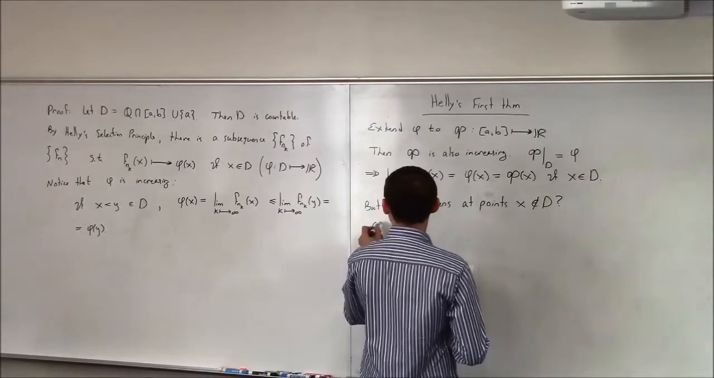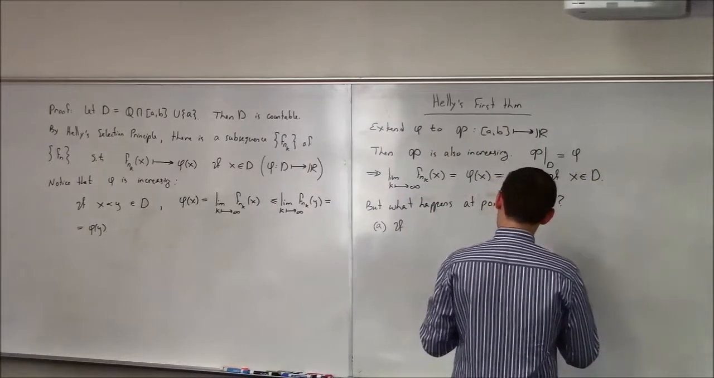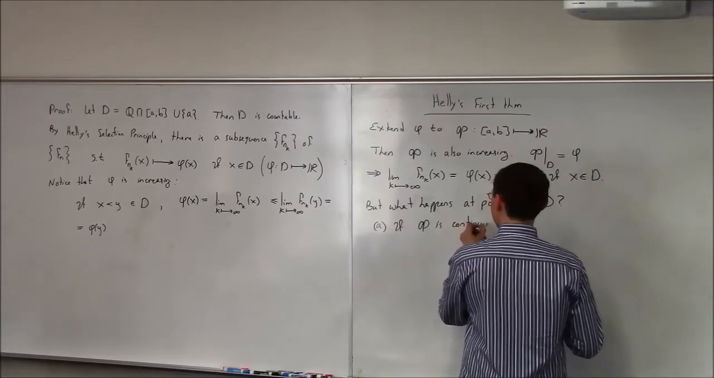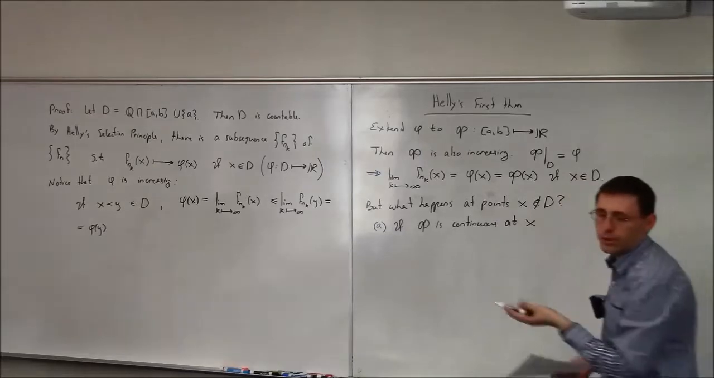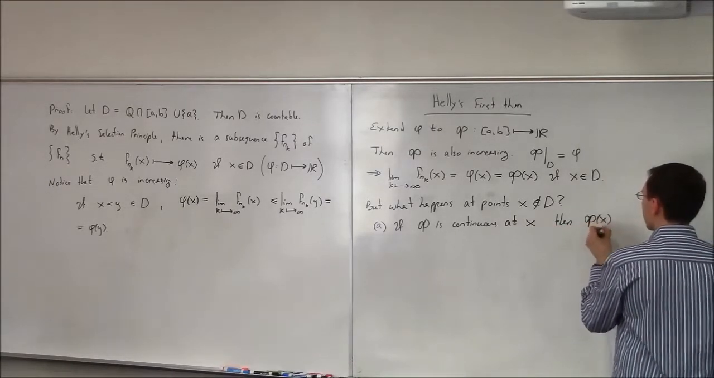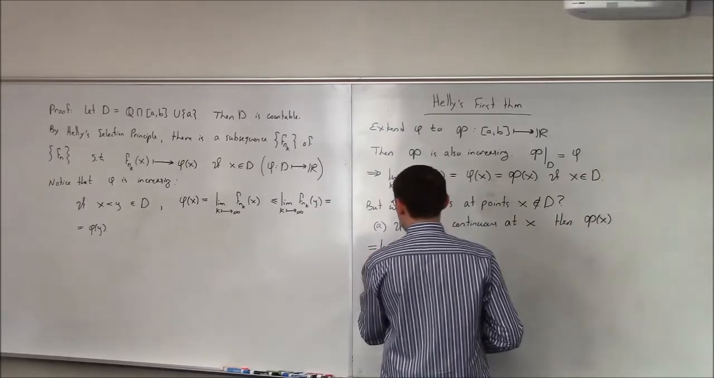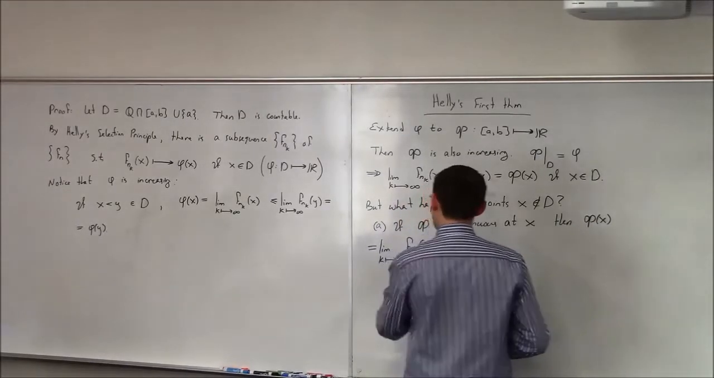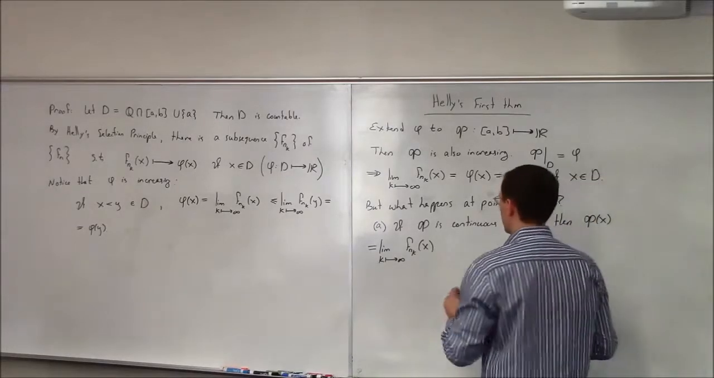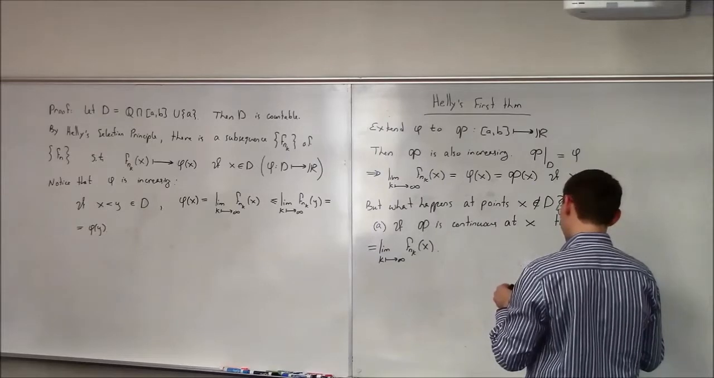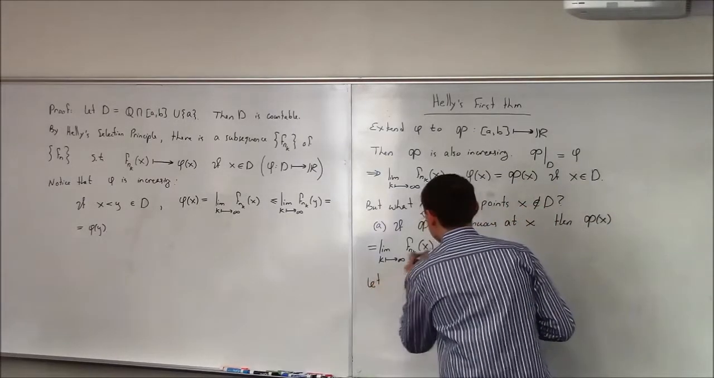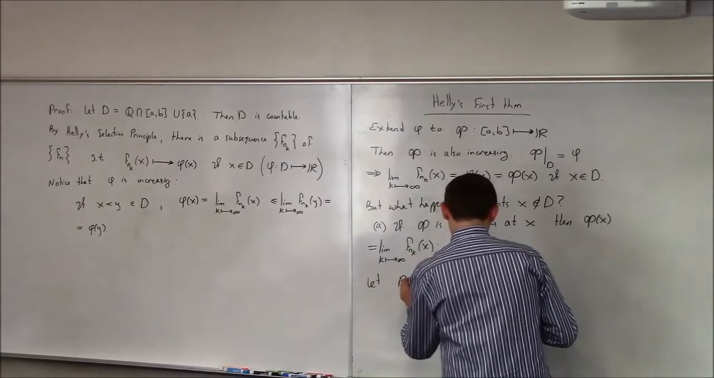Here is claim A. If phi is continuous at x, and it's going to be continuous at most x, you agree? If it's continuous at x, then phi of x is equal to the limit as k goes to infinity of f n sub k of x. So you see that I am no longer using x in D. It's just some point of continuity of this function. And why is that the case? Well, what you do is you let x be bounded by two rational numbers.